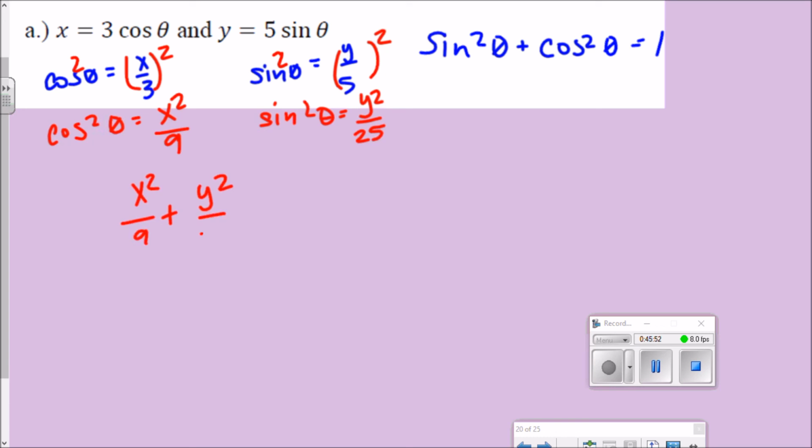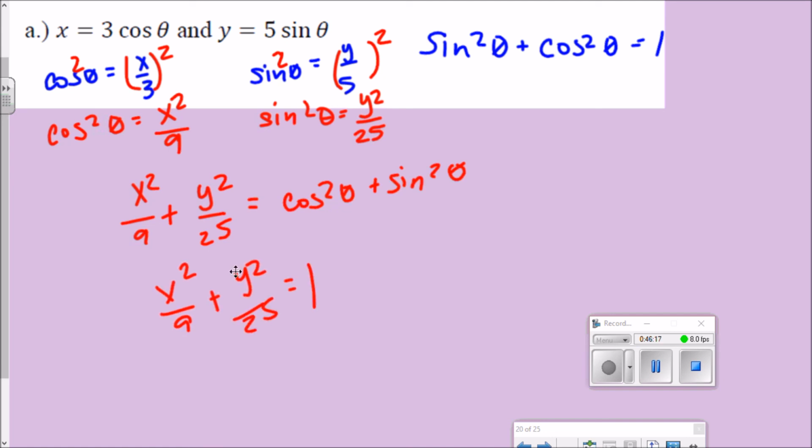Well, same thing as before, right? This plus this must be equal to the left-hand side sum. What's your left-hand side sum? It's cosine squared theta plus sine squared theta, which is just 1. So voila, now you have your ellipse, just like you knew you were going to end with.